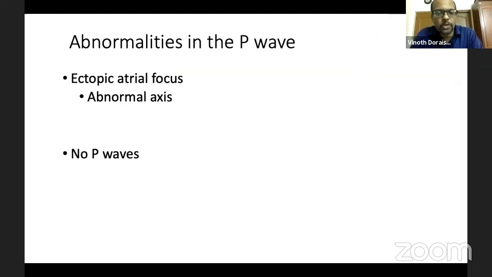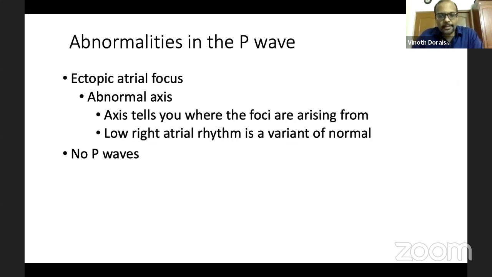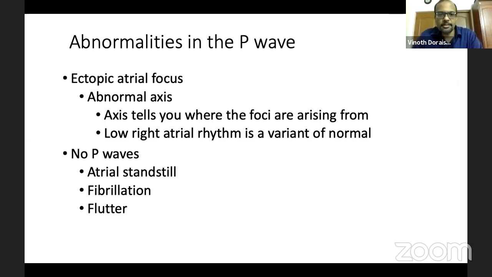After the QRS complex, we're going to look at abnormalities in the P wave. So how to calculate the P wave axis? We dealt with this in brief previously. If you remember, I told you about sinus rhythm. For sinus rhythm, every P wave has to be followed by a QRS complex with a constant PR interval and a normal P wave axis. It's important to calculate the P wave axis because the axis tells you from where the atrial depolarization is arising. A low right atrial rhythm can be a variant of normal. If there are no P waves, it could be atrial fibrillation, flutter, or an atrial standstill.